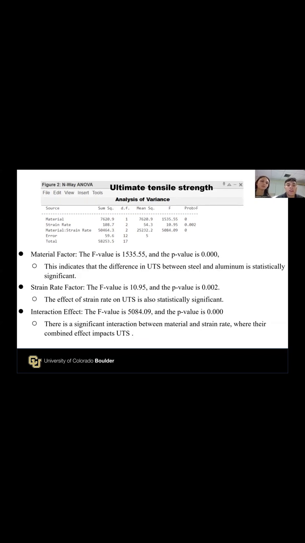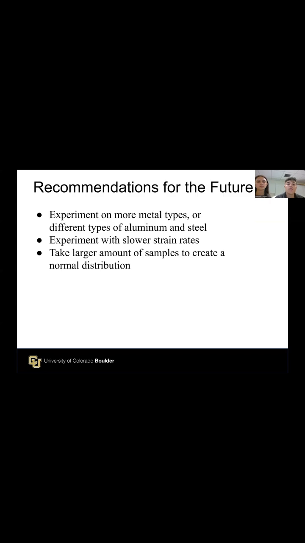In terms of ultimate tensile strength, we found through our ANOVA test that the material and strain rate were both statistically significant as individual factors in affecting ultimate tensile strength. And additionally, there was an interaction effect between the material type and strain rate, where their combined effects did impact the ultimate tensile strength. In terms of our conclusion, our recommendations for the future are to experiment with more metal types, experiment with slower strain rates, as you saw with the aliasing slightly with the aluminum and how it's off the 30% for elongation. And we additionally would like to take a large amount of samples to create a normal distribution and see the upper and lower portions of our quartile.